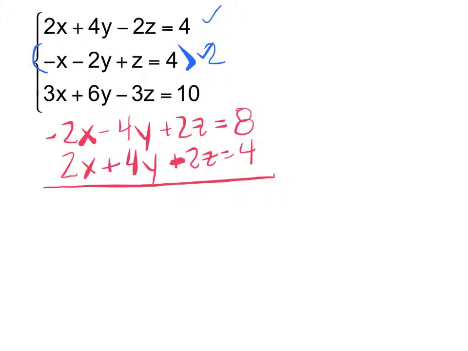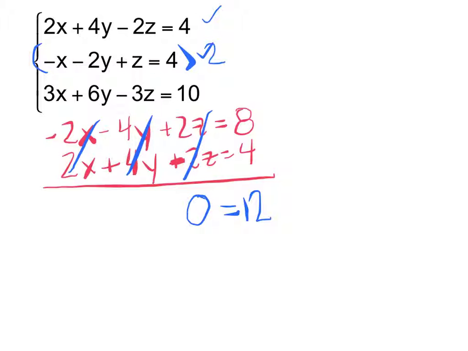So when we combine, 2x and negative 2x cancel. 4 and negative 4 cancel. 2 and negative 2 cancel. Shoot, what's left over? If you have nothing on one side of the equation, you have 0. So 0 equals 12. Uh-oh, special case.